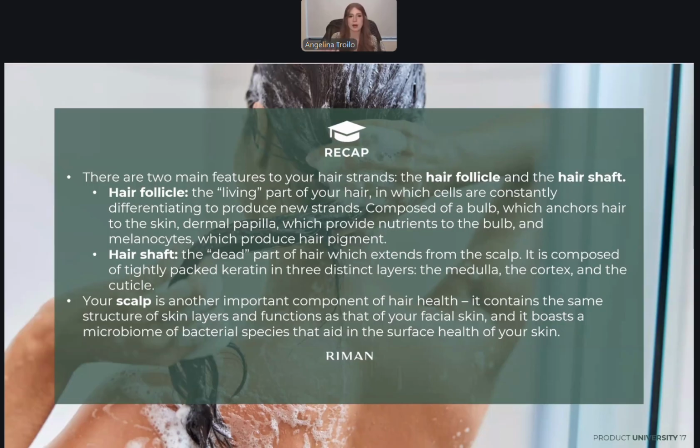Your hair shaft, or the dead part of the hair, is still chemically alive, but it extends from the scalp, and it's comprised of three main layers, being the medulla in the center, the cortex surrounding, and the cuticles protecting the cortex on the outside. Your scalp is an additionally important component of your hair health. It has the same structure as your facial skin and the skin on your body, functions the same as well, and it needs the same balance for not only healthy skin and feeling and comfort of the scalp, but also for the hair growth as well.